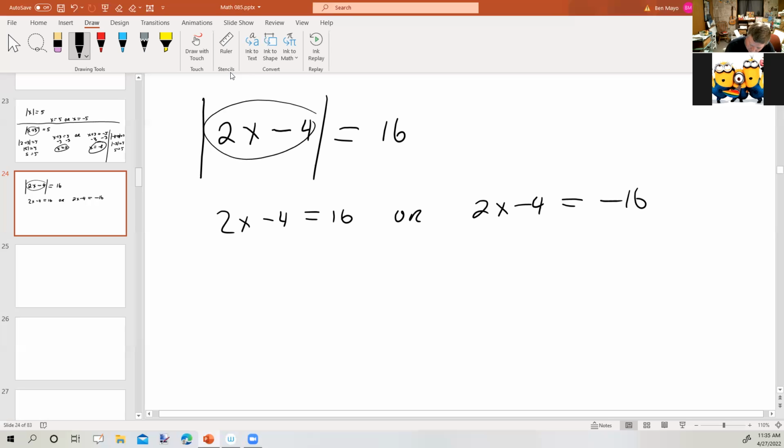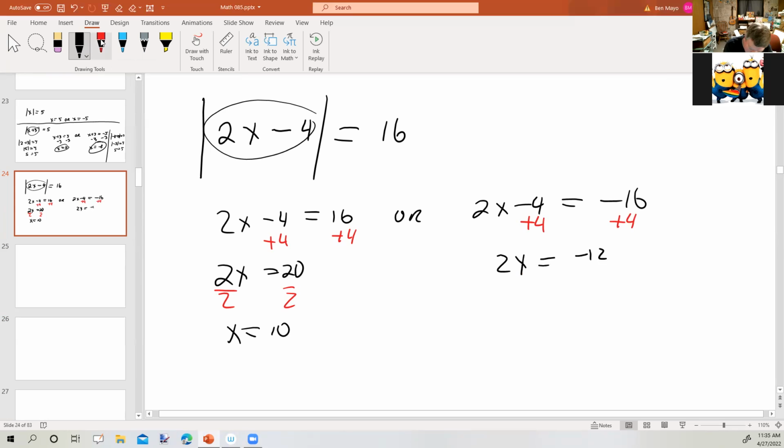So to solve the first equation, 2x minus 4 equals 16. Add 4 to both sides of the equation. 2x equals 20. Divide both sides by 2, x equals 10. Second equation, add 4 to both sides. 2x equals -12. Divide by 2, x equals -6.